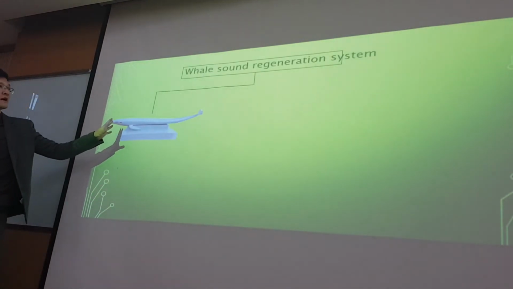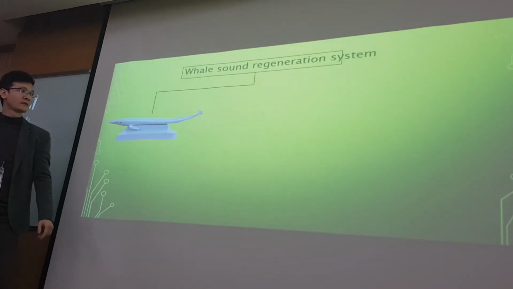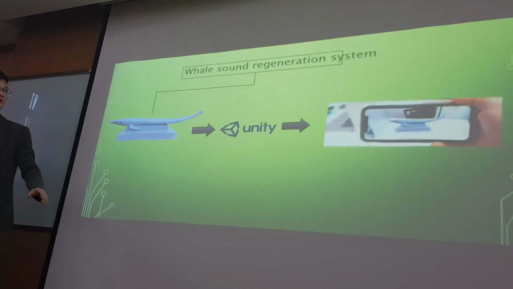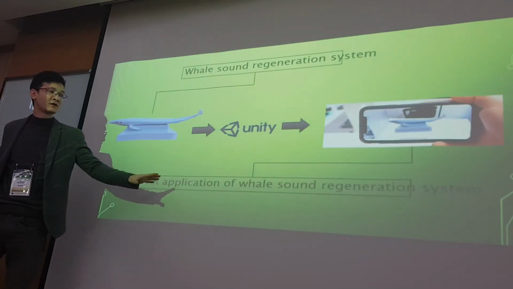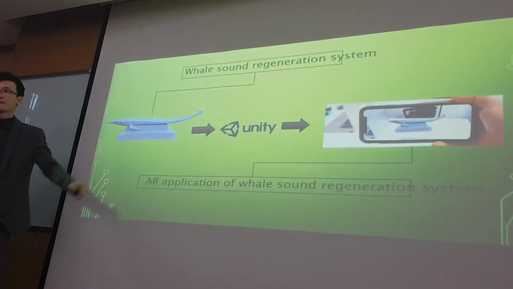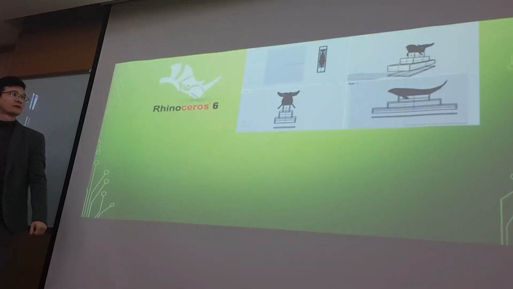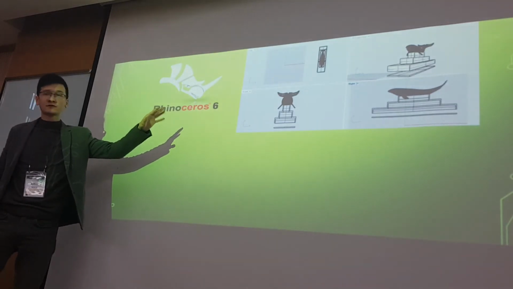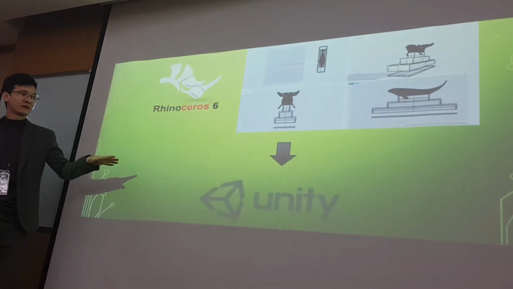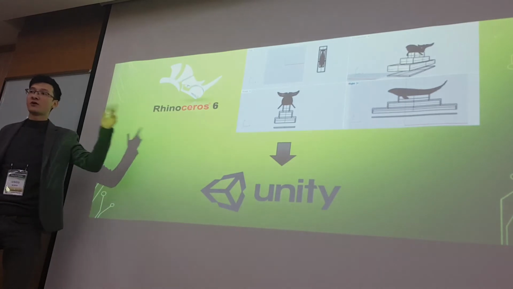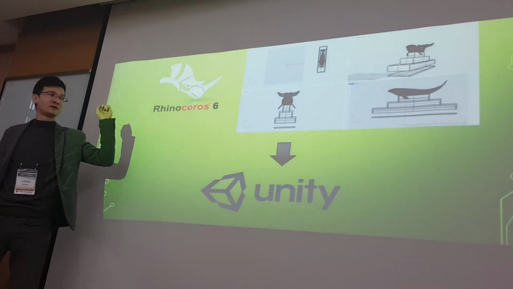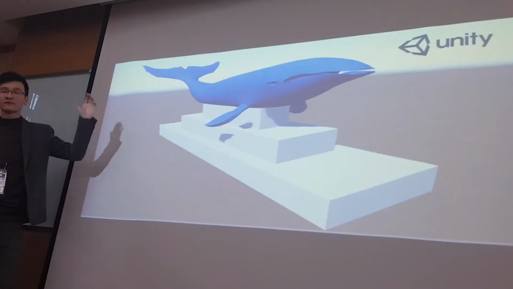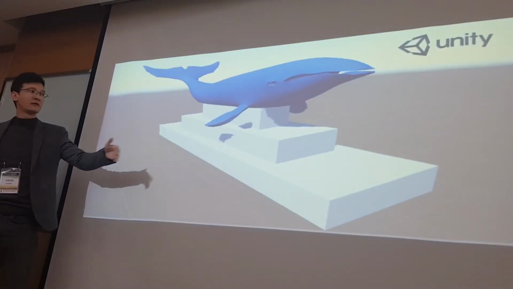First, we took this whale sound regeneration system and using Unity, we made an AR application of it. So first we took the file made in Rhino 6, the 3D model, and we imported it into Unity and we changed color, scale, some properties of this 3D model. And lastly, we got this result in Unity. Now you can see the result.